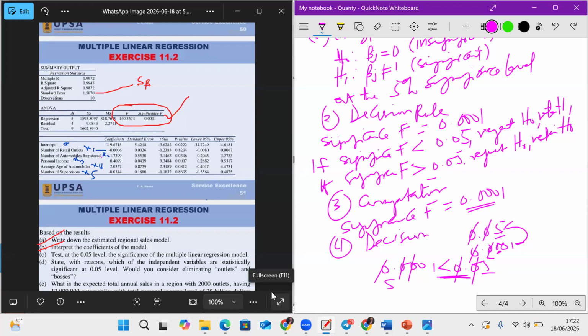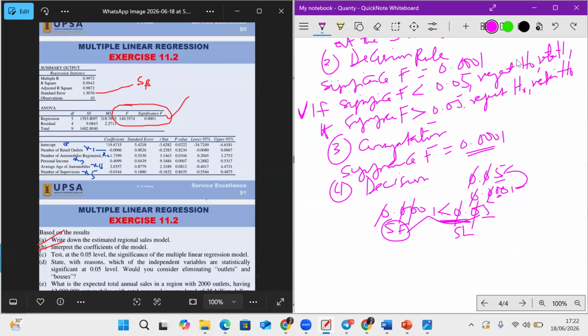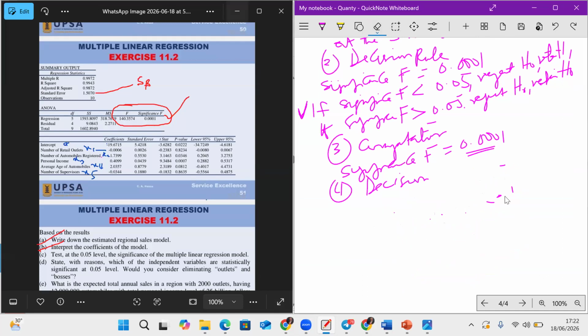This is the significance F, this is the significance level. So is the significance F less than or more than? It is less than. If it is less than, we will go for the first option. Do we get it? Class, do we get it? Yes, sir. It's very, very easy. It's not difficult.